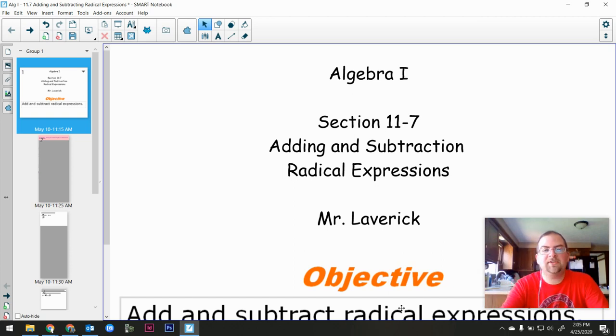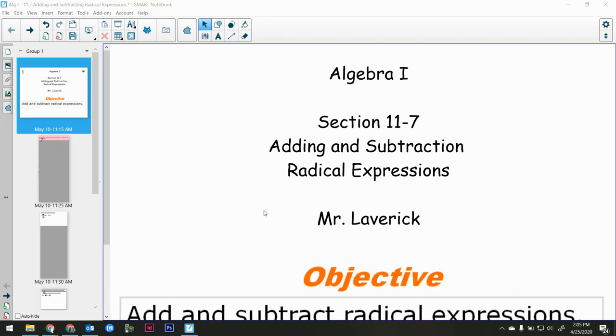Hey, everybody. So this is just a lesson over section 11.7, only a one-day lesson. So this is going to be it. Next lesson is going to be a review over sections 11.6 and 11.7, and then we'll have our quiz at the end of the week. All right, so here we get going.